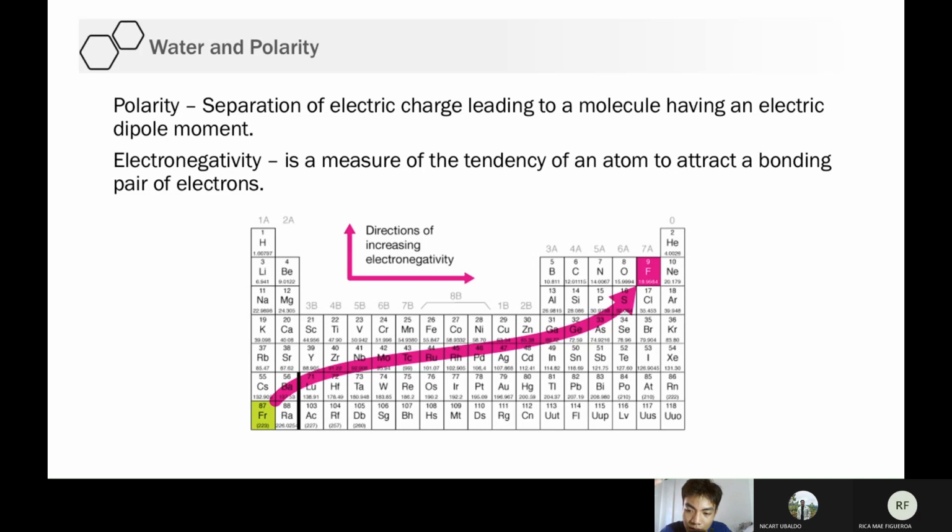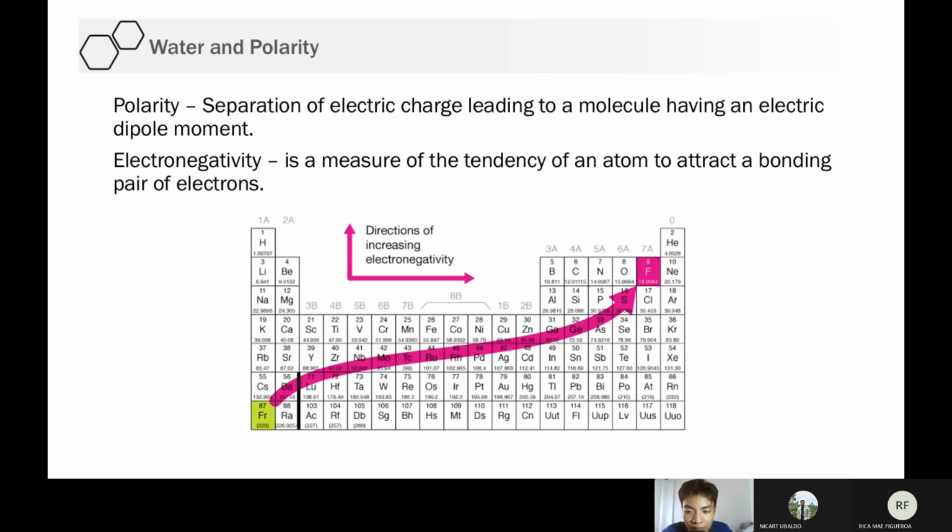And as a result, dun sa separation or sa segregation ng electrons, nagkakaroon tayo ng charges, no? Nagkakaroon tayo ng poles, kaya nagiging polar ang molecule. So kung nasan yung electron, dun yung negative. Kung saan walang electron, dun yung positive, di ba? Okay?